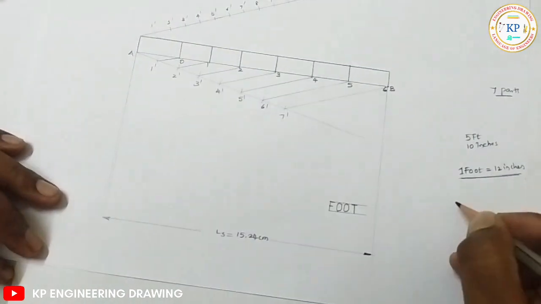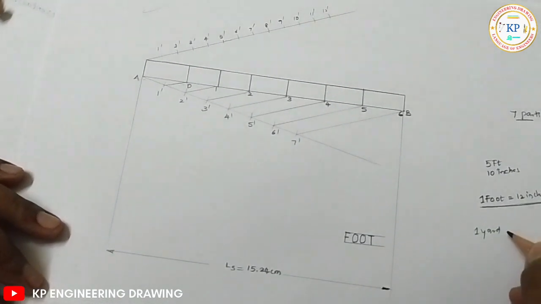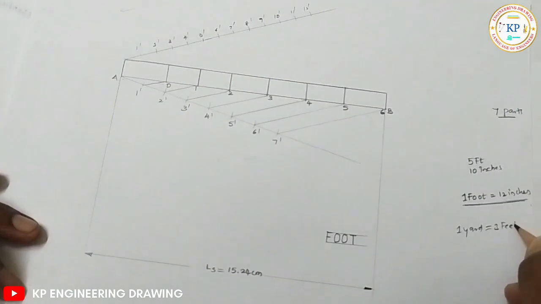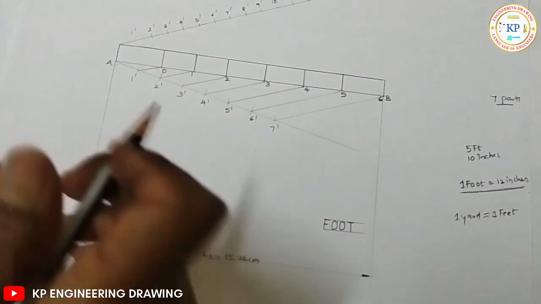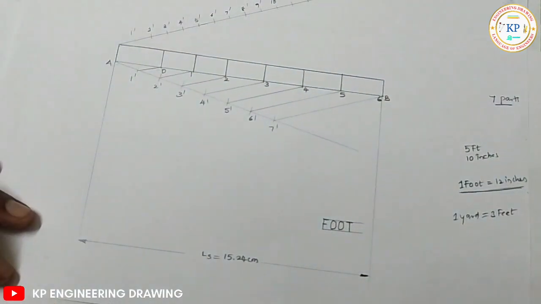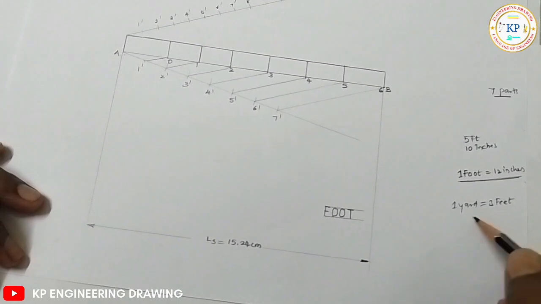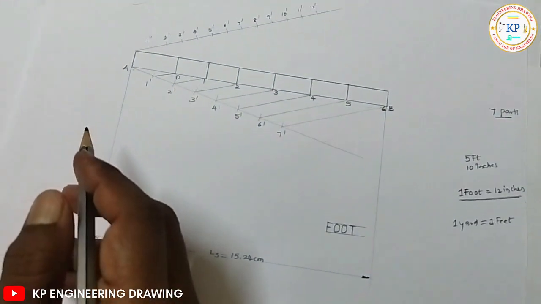For example, if it is 1 yard, what is the conversion? 1 yard is equal to 3 feet. So if it is a yards problem, this should be only 3 parts. Okay, we'll solve one problem on this also, then you can understand easily. So now we have divided this into 12 equal parts.